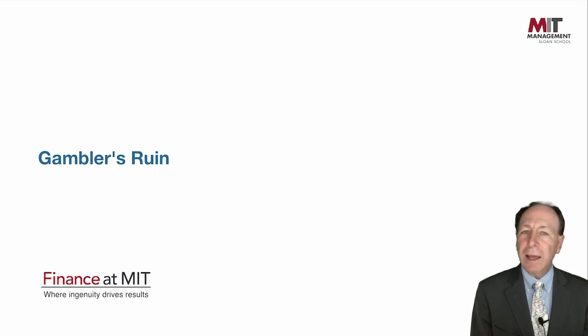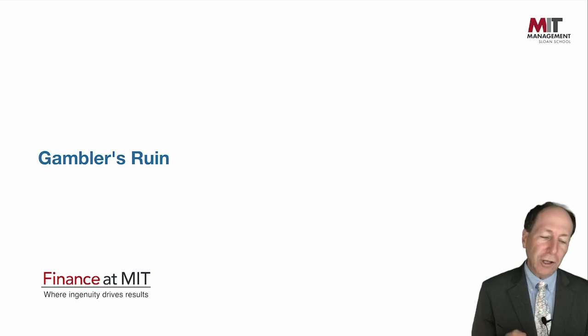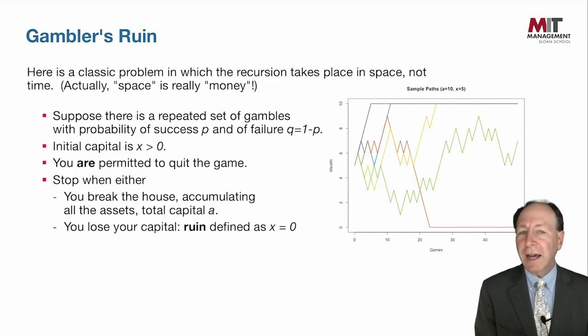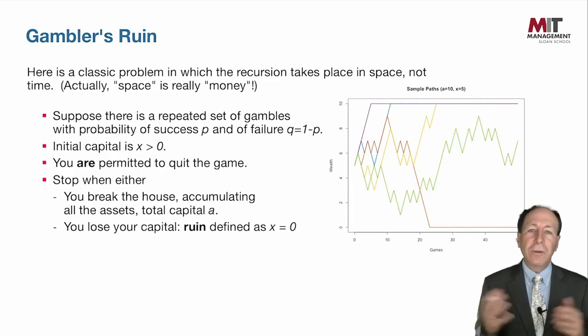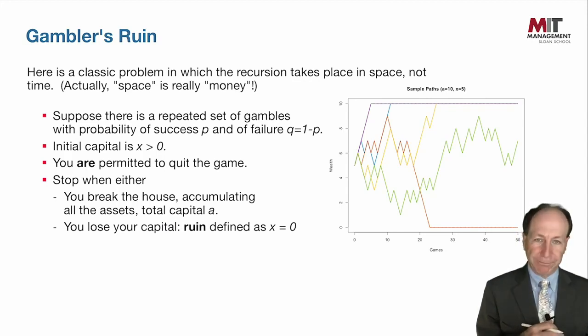There's a problem in the classical probability literature known as gambler's ruin. That's a discrete-time stochastic process that's solved in a different way, and it would be interesting for us to take a look at it. So here's the idea. Suppose that you and I are gambling, and we begin with a total amount of wealth, total amount of assets, let's call it A.